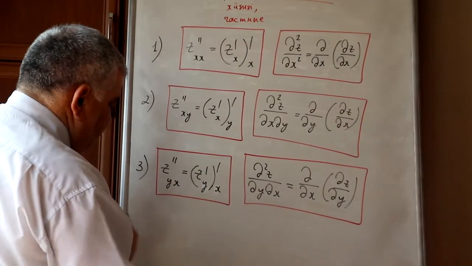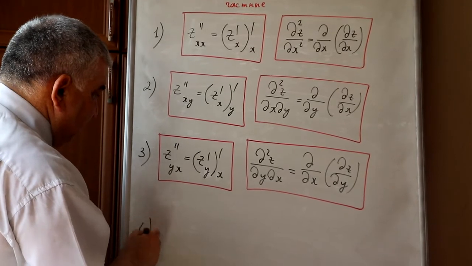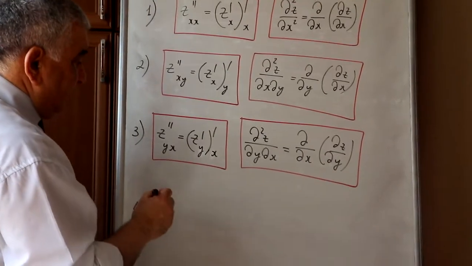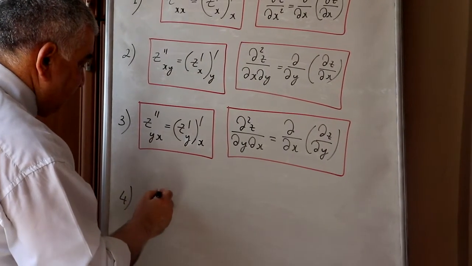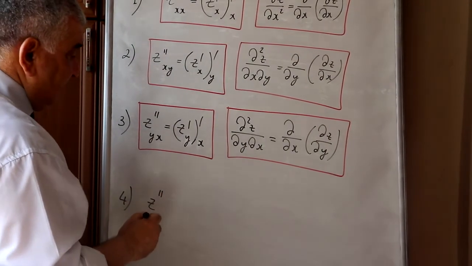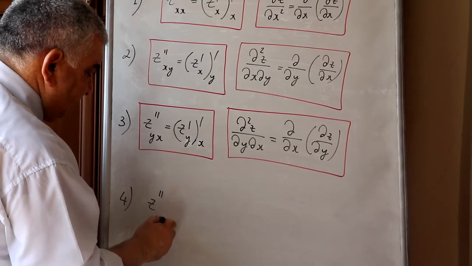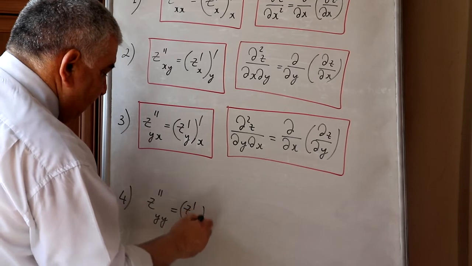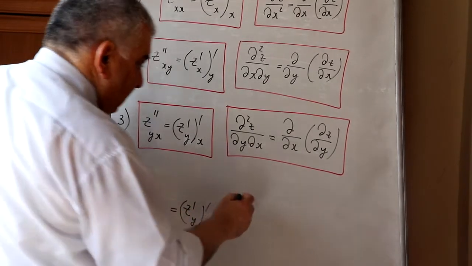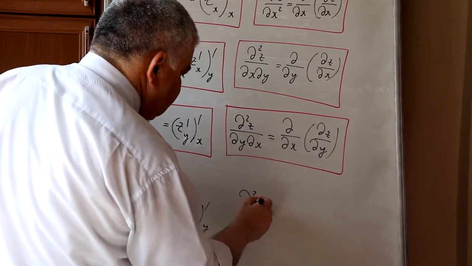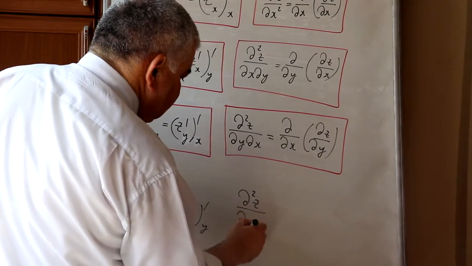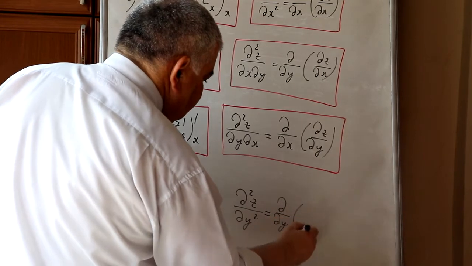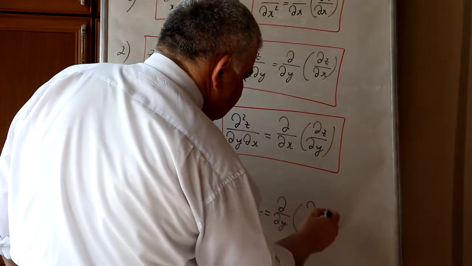And finally, the last type of second order partial derivative, second partial derivative with respect to y. Z prime with respect to y, prime with respect to y, or d squared z over dy squared equals d over dy of dz over dy.